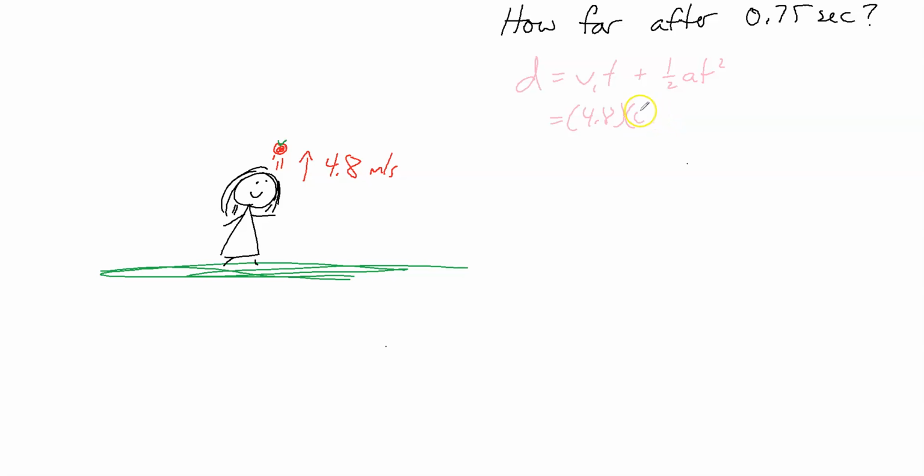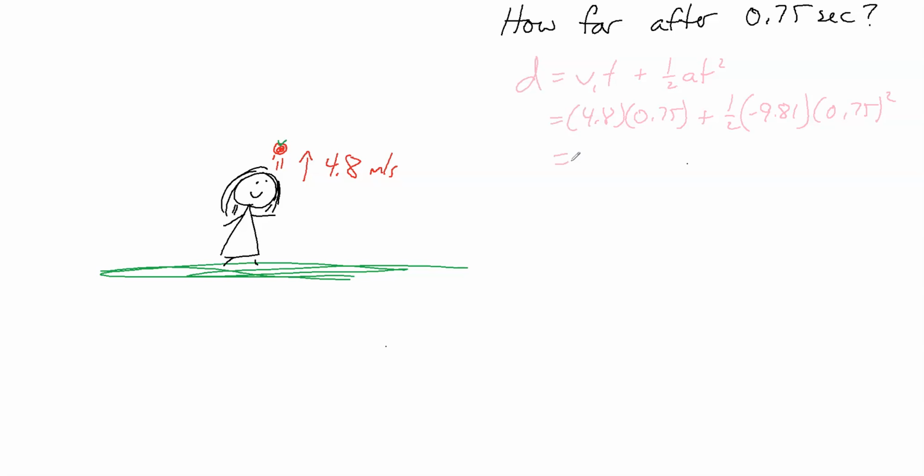And the time, of course, is the 0.75, plus 1/2. And now I've got my acceleration. Remember, gravity is involved again, and gravity is slowing it down. So instead of just putting 9.81, I'm going to put negative 9.81. And then I've got that 0.75 squared in there as well. So we're going to calculate this out. And again, I recommend punching each chunk out separately.